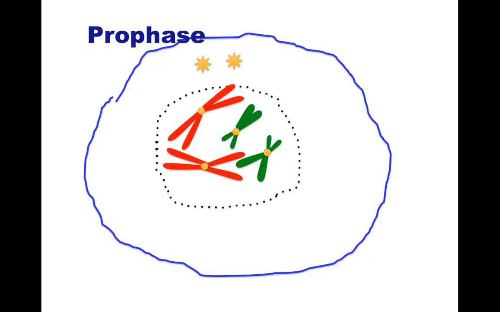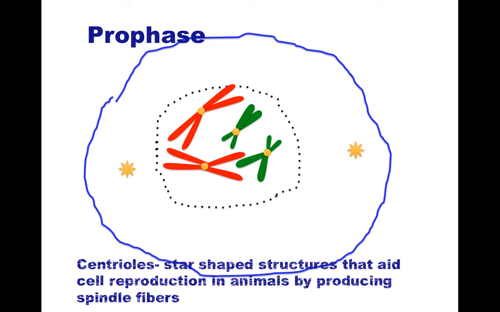So here's our little cartoon-like picture of prophase. Our chromosomes are now visible, and notice there's 2 sets of chromosomes. So we went from 4 chromosomes to 8 chromosomes, 2 sets attached to each of these centromeres. So 1, 2, 3, 4, 5, 6, 7, 8, all attached to these centromeres right here. And now these things right here, look what's happening. These little star-shaped structures start moving to opposite sides of the cell. Now these are only found in animal cells, and they're called centrioles.